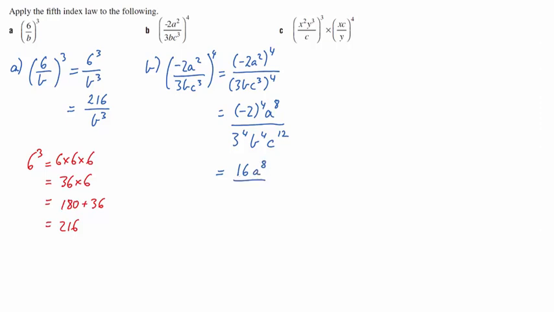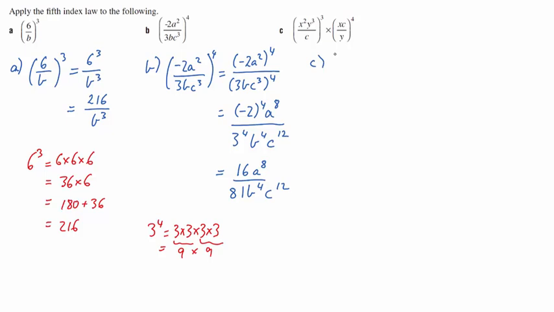And 3 to the power of 4, let's just work that out down here. We have 3 to the 4 is equal to 3 times 3 times 3 times 3. Well, that's equal to 9 times 9, so that's 81. It is helpful if you've memorized some of these. 81, b to the 4, c to the 12. And that actually can't be simplified any further because there are no common factors in the numerator or denominator.